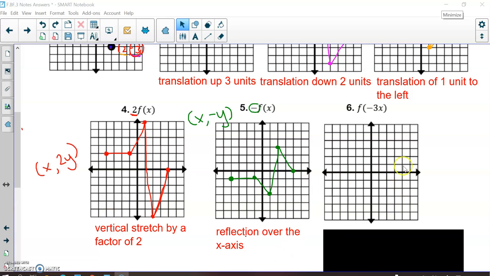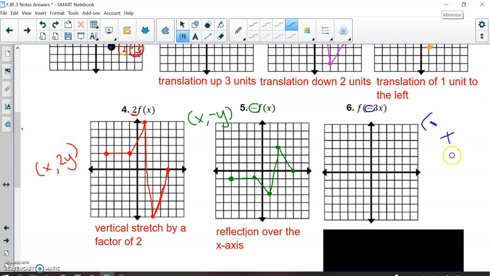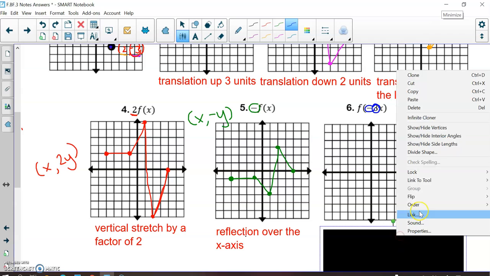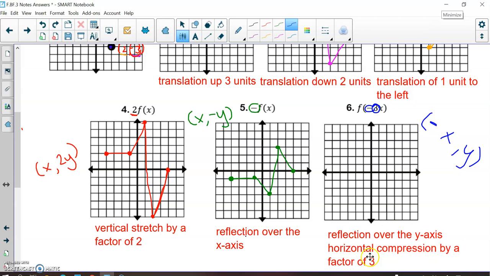All right. So now in my next graph here, I have my reflection in my y-axis, which means that my x value is going to become negative, and my y value is going to stay the same. But then I also have a horizontal compression. We have to be careful. It is a horizontal compression, and my k value would be 1/3, but we're going to describe it as first a reflection over the y-axis and then a horizontal compression by a factor of 3.